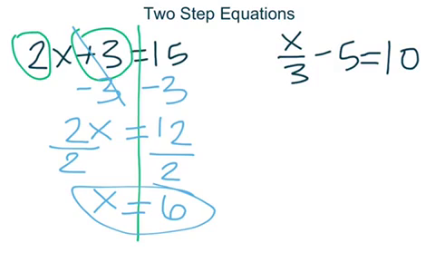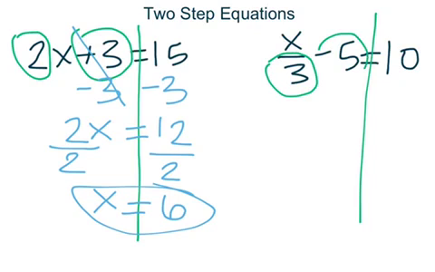All right, next problem. I'm going to try and go a little bit faster this one, so make sure you're pausing the video if you need to catch up. Okay, on this one, I have the dividing by 3, and I have a negative 5 that I have to get rid of in order to get x by itself. I'm going to start with this negative 5, because I'm going to work on what's furthest away from my variable. The opposite of a negative 5 is a positive 5, so I'm going to add 5 to both sides.